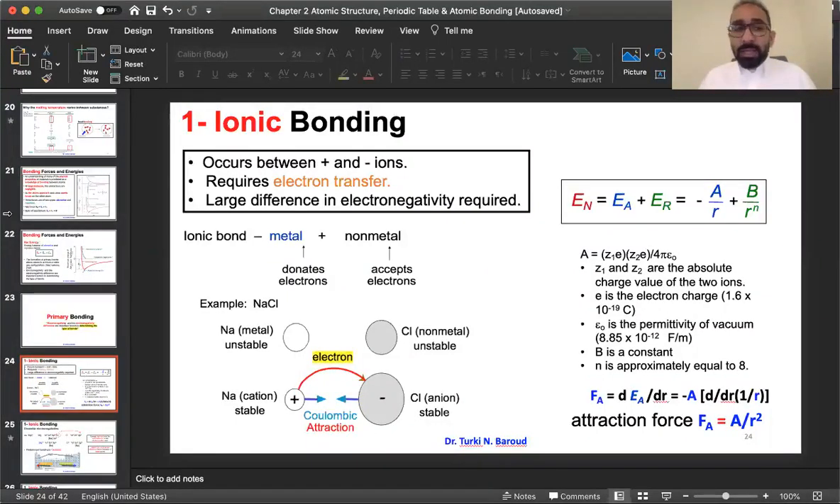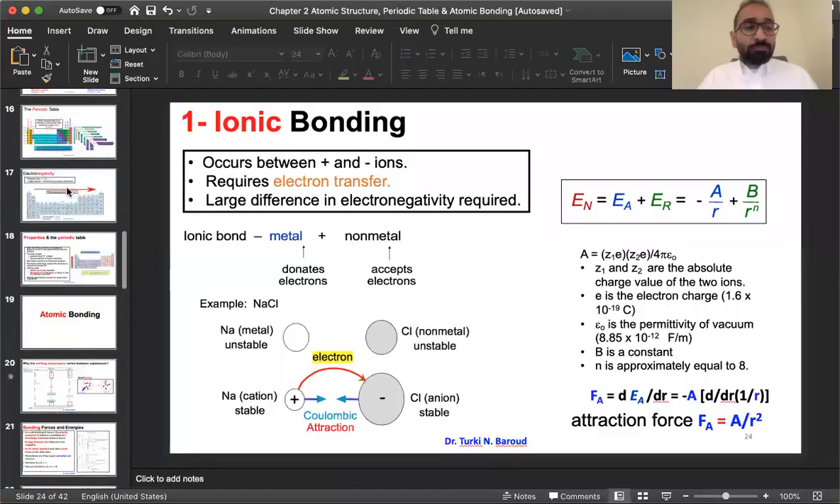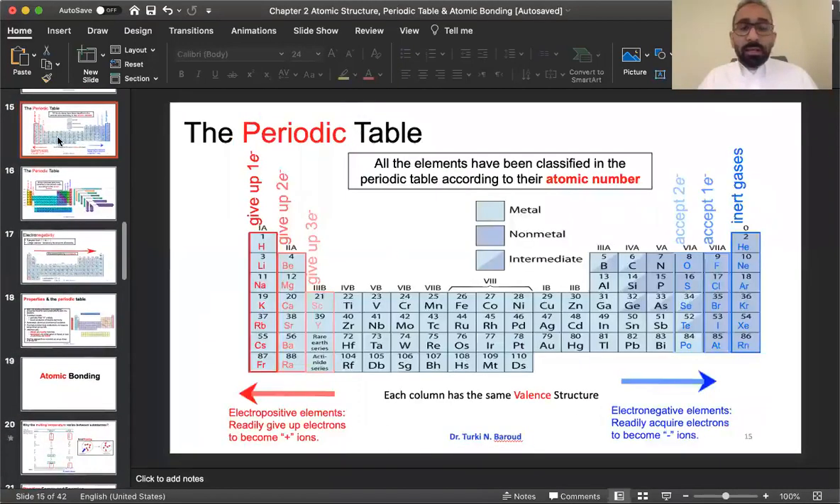If you look at the periodic table, we're talking about something on the far left with something on the far right. In that kind of bonding, the atom on the far left would like to give up electrons, and the one on the far right would like to accept electrons. Let me remind you with the periodic table over here. The elements that exist here are willing to give up electrons. However, the atoms that exist here are willing to accept electrons.